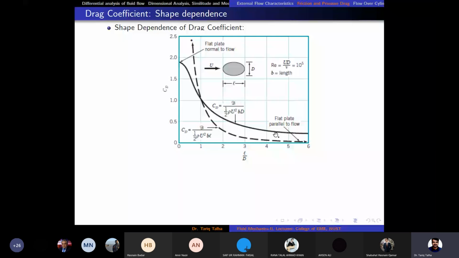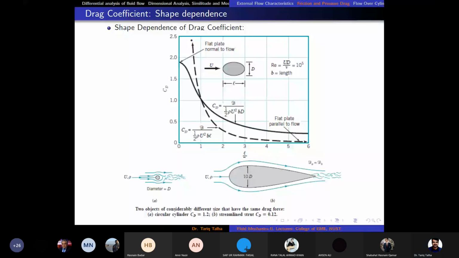And when L upon D is about 6, that is a flat plate parallel to the flow. Here it is given to us. In that case, we can easily see that the drag coefficient is even less than 0.5, maybe around 0.1. So as an engineer, if we are designing a vehicle, then we reduce the frontal area and want to make the body more streamlined, or very thin if possible, right?